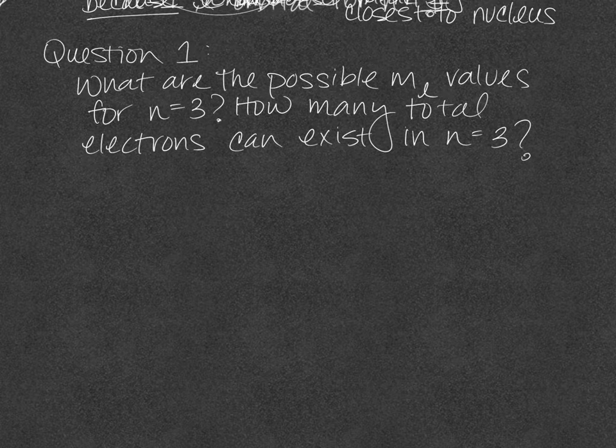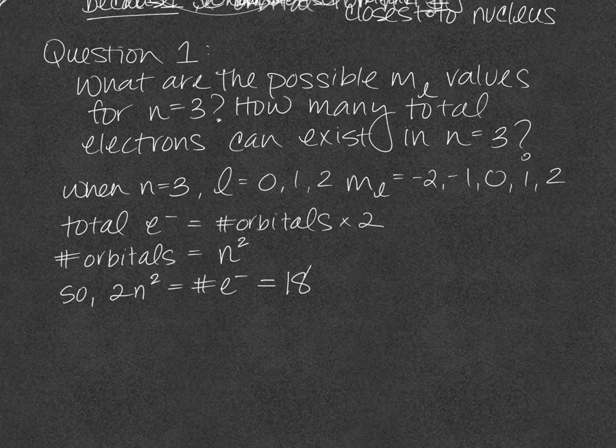So it asks, what are the possible m sub L values for n equals 3, and how many total electrons can exist in n equals 3? So go ahead and pause the video and then check back. All right, so here's your answer. When n equals 3, that means your L, or your angular momentum quantum number, can equal 0, 1, and 2, because L equals everything 0 to n minus 1. And they are all integers.